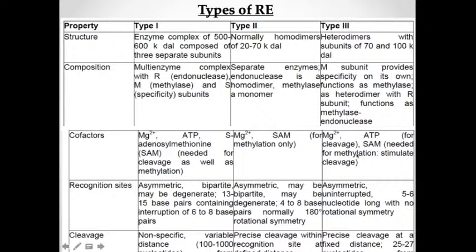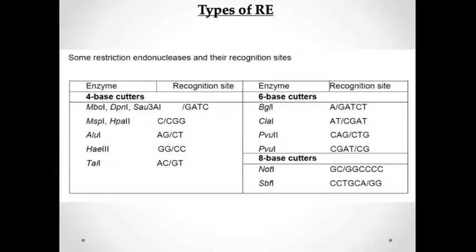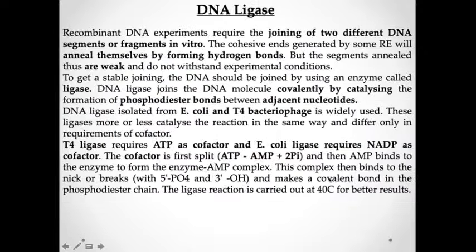So go through them. Some are 4 base cutters, 6 base cutters, 8 base cutters. The 4 base cutters include AluI, HaeIII, TaqI, MboI, DpnI, Sau3AI, which recognize their respective sites. They cut from these parts, giving you blunt ends here and sticky ends here. And these are the 6 base cutters and these are the 8 base cutters. Some examples.